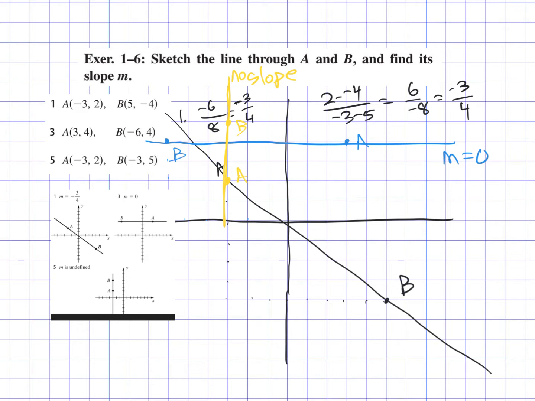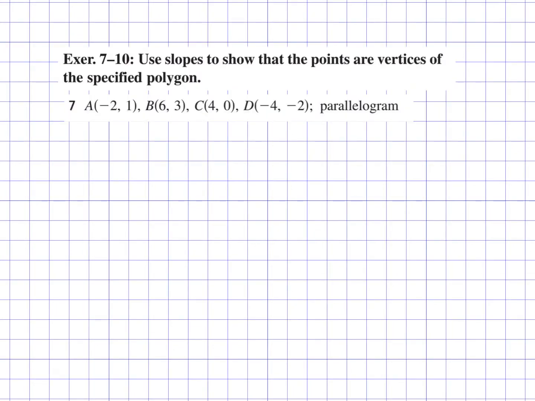Okay, let's go on. Show that the points form a parallelogram here. So let's go ahead and graph. Nice and neat graph. (-2, 1) is point A. B is (6, 3). 1, 2, 3, 4, 5, 6. 1, 2, 3. C is (4, 0). And D is at (-4, -2). 1, 2, 3, 4. 1, 2.